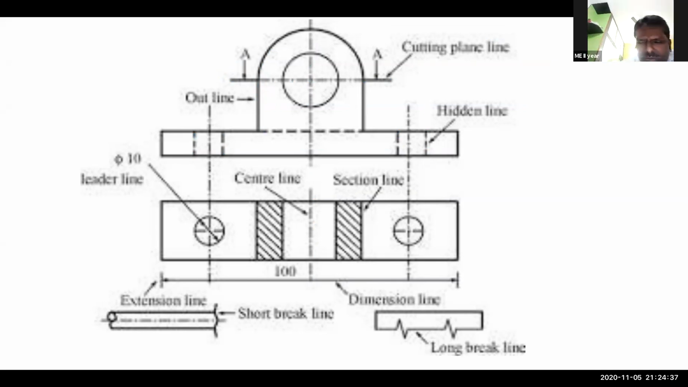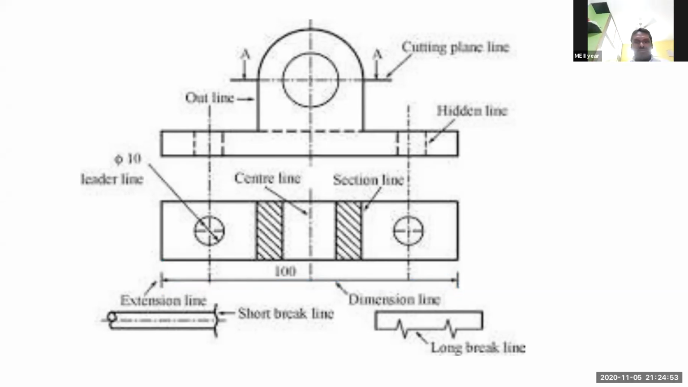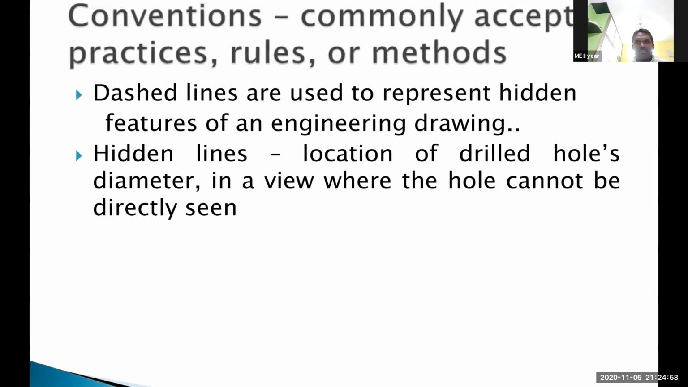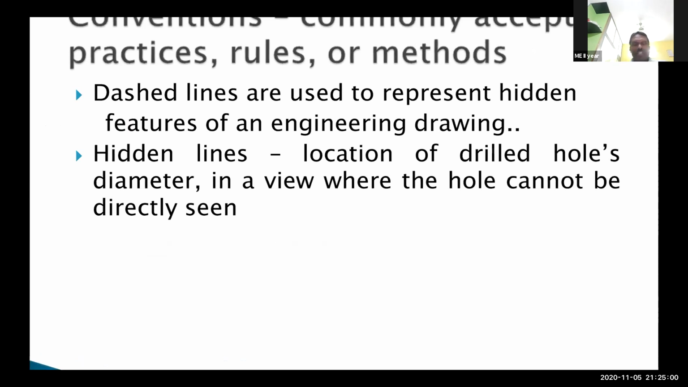Here this is the dimension, and it is the extension line. Like that, so many lines are there. So dashed lines are used to represent hidden features. Wherever invisible or hidden features are there, we have to go for dashed lines.